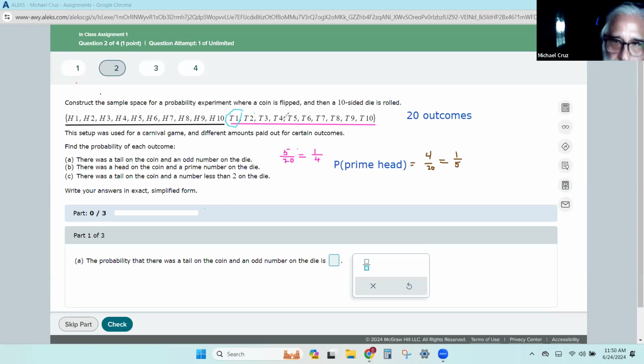3 is not less than 2. 4 is not less than 2. The only one that's less than 2 is 1. So this is 1 over 20. 1 over 20. All right. Any questions?